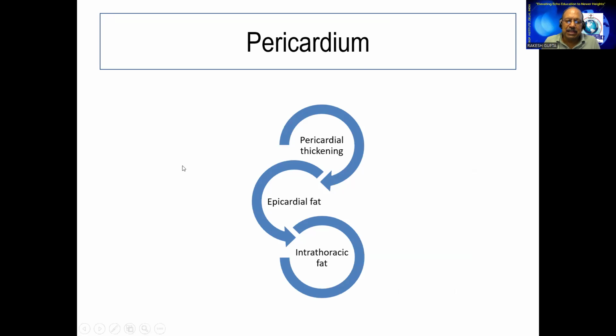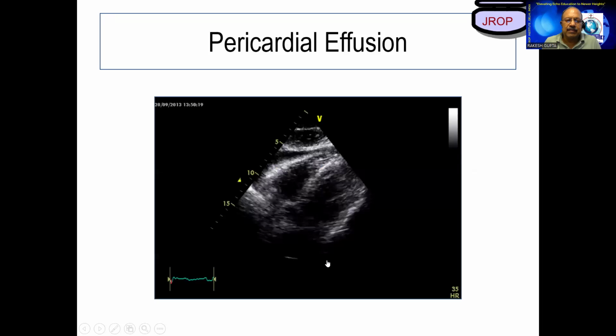So we have a pericardial thickening. We have an epicardial fat or paracardiac or intrathoracic fat. Now, moving on from that pericardial fat, we have a pericardial effusion. Whenever there is separation of visceral and parietal pericardium, we develop an evidence of pericardial effusion. And when the visceral and parietal pericardium separate, if we happen to see a separation during diastole, this is known as pericardial effusion.